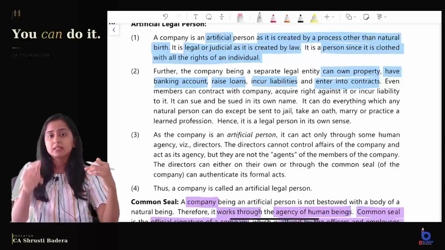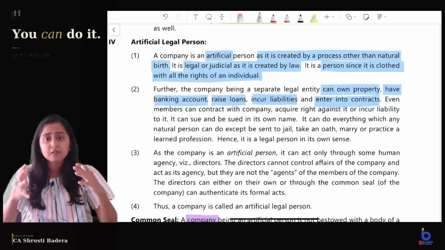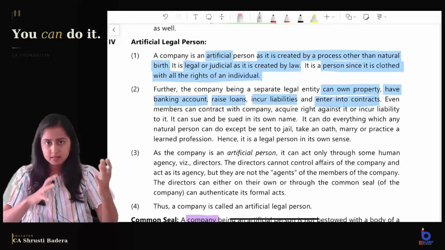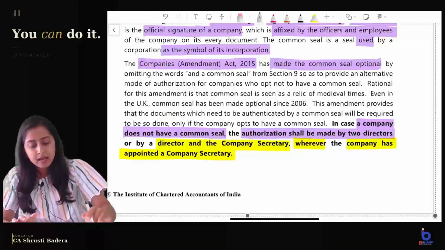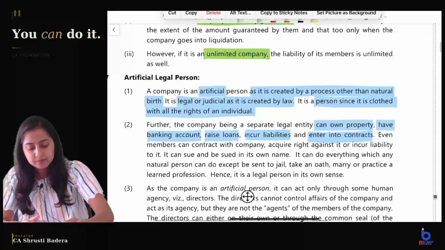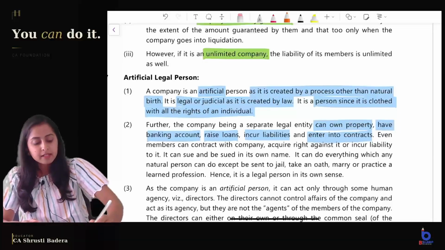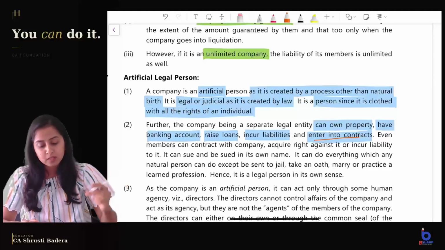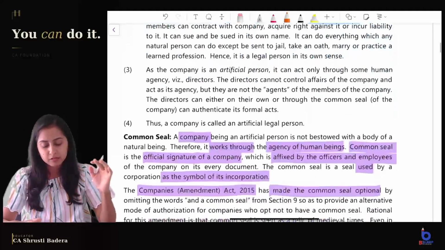Another feature, SLPC: separate legal entity, artificial legal person. Artificial legal person means artificial because it is created by law, it is not created by natural birth. Person, because it can enter into contracts, own property, have a banking account, and raise loans. It can enter into contracts on its own. That is why it has all the rights of an individual, and it is a legal person because it is created by law. That is about artificial legal person.